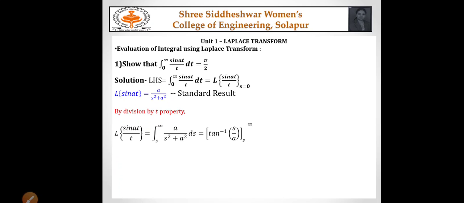Now we will put the upper limit and lower limit. It gives us tan inverse infinity minus tan inverse of s upon a equal to pi by 2 minus tan inverse of s upon a. It is equal to cot inverse of s upon a. This is not the final answer. We have to just put s equal to 0 to get the final answer.